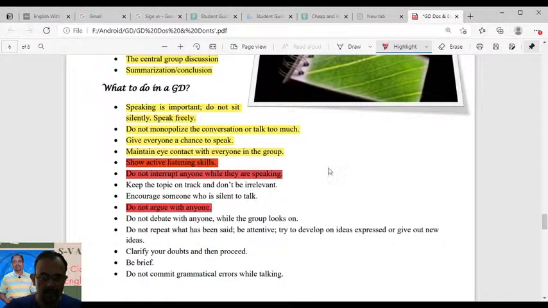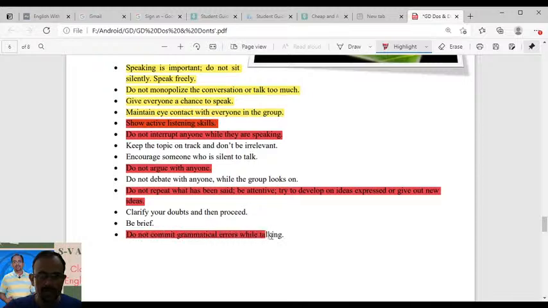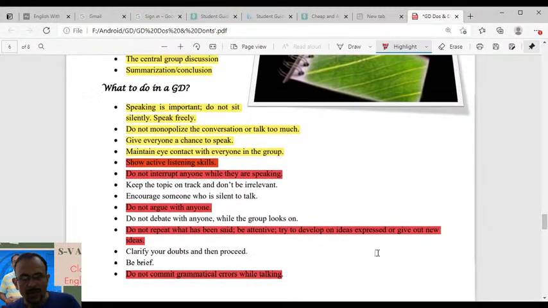Okay. Then do not repeat what has been said. Be attentive. Try to develop on ideas expressed or give out new ideas. Right. Do not commit grammatical errors while talking. Okay. So these are some of the do's and don'ts. These red colors are the don'ts actually. Here this is also don'ts.